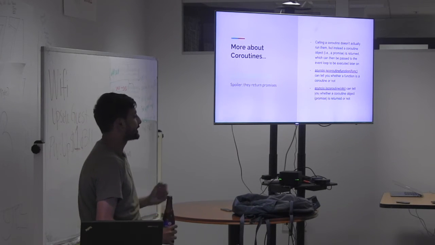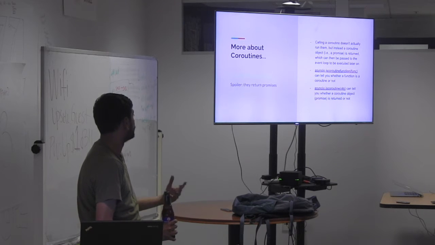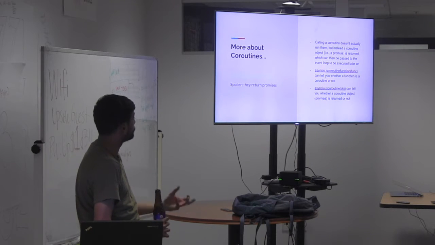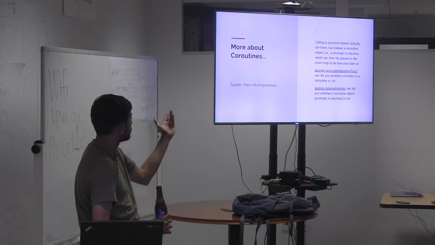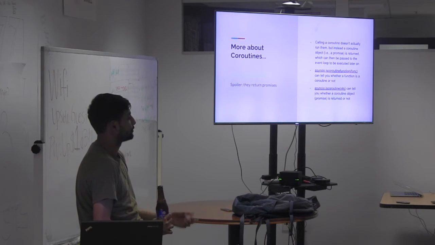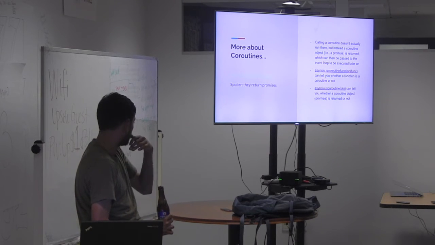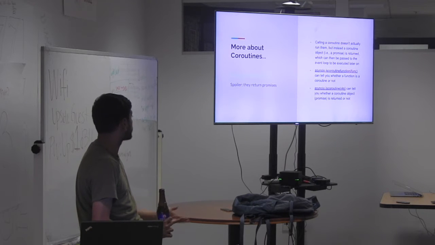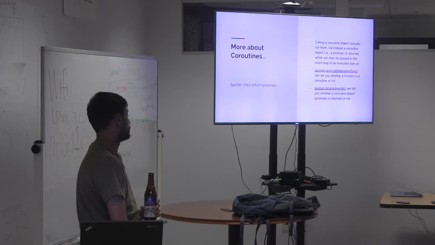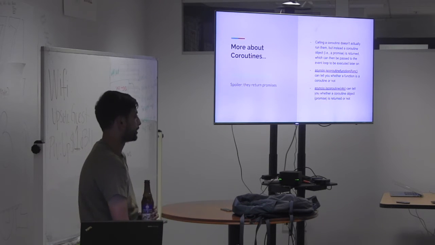Asyncio also comes with some very helpful functions which can tell you whether a function is a coroutine or not, and that's called iscoroutinefunction. Also, we can evaluate the value of certain things in Python and check if they are coroutine objects from asyncio. So we can tell from the return value if that is the return value from a coroutine or not.